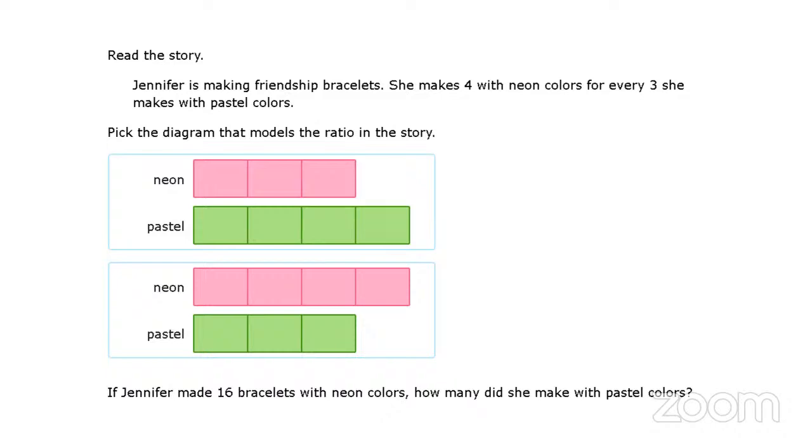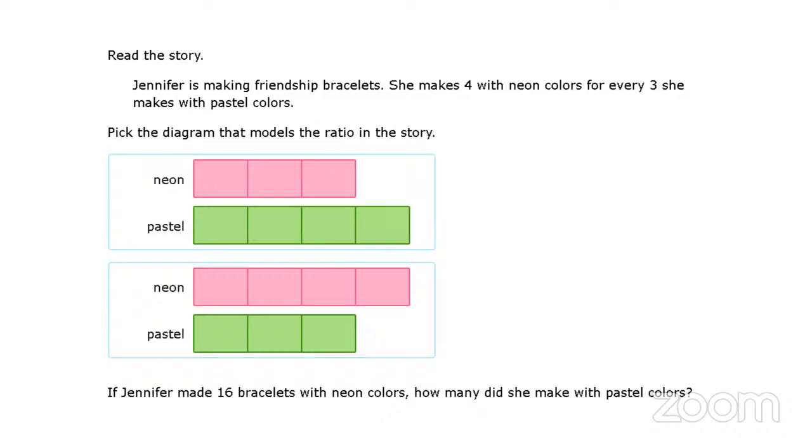All right, I see where Labrina is saying 4 to 3 is equal to 16 to 24, but let's look at that, Labrina. 4 to 3 means 4 neon to 3 pastels. That means at all times, if we're using this relationship, neon is always going to be more than pastel. So let's look at what you have there, Labrina.